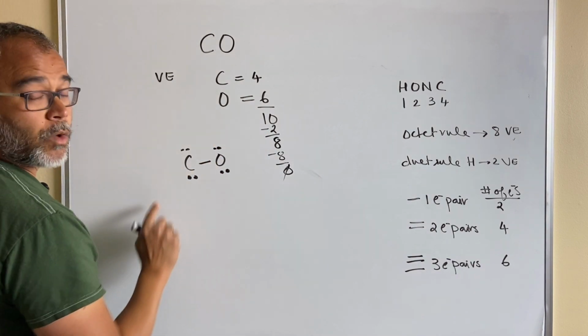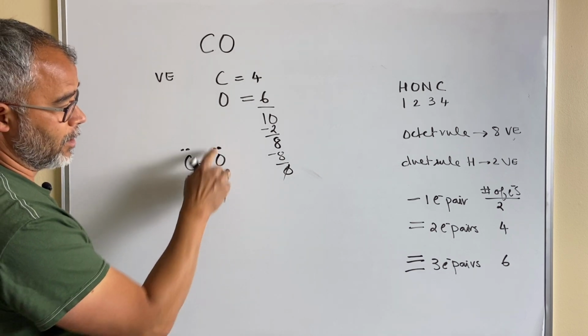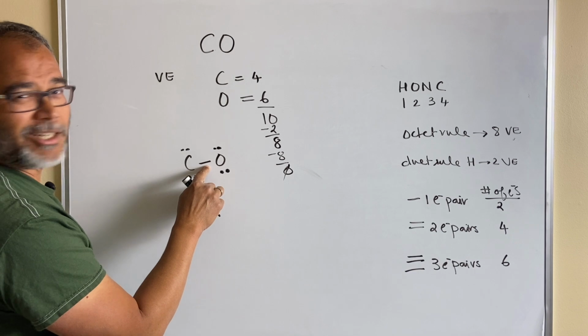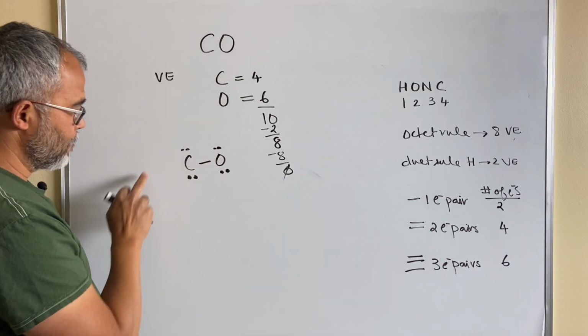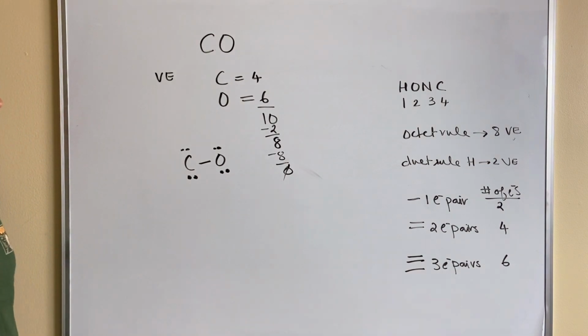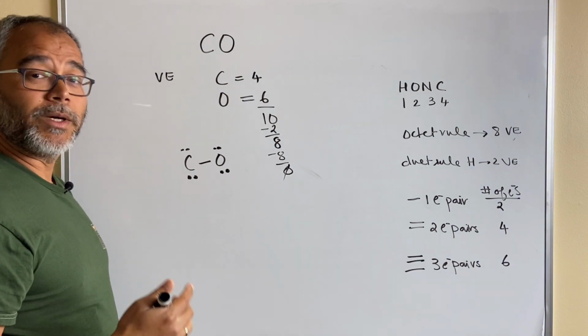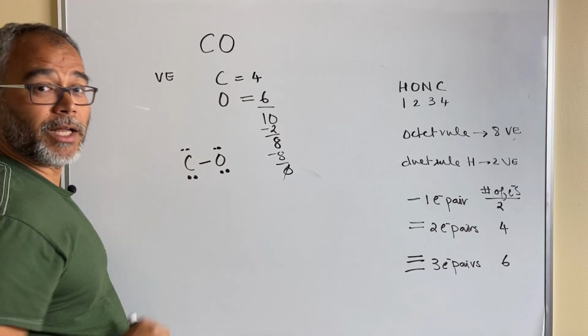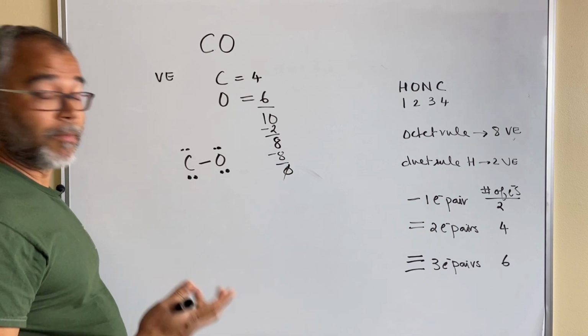Both of these elements want to form an octet. Does oxygen have 8 electrons around itself? 2, 4, 6. It does not have 8 electrons. Does carbon have 8? 2, 4, 6. Does not have 8 electrons. So in order for them to have 8 electrons, they're going to share some of the lone electrons to form multiple bonds.